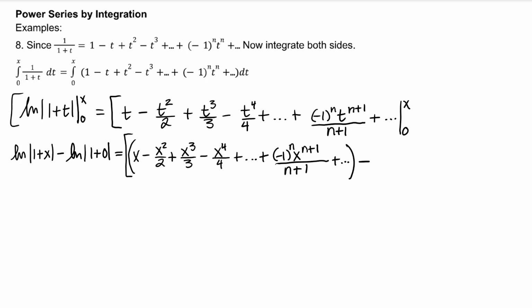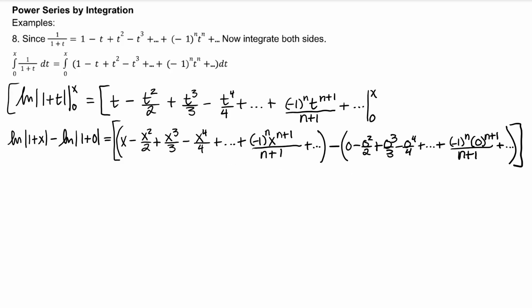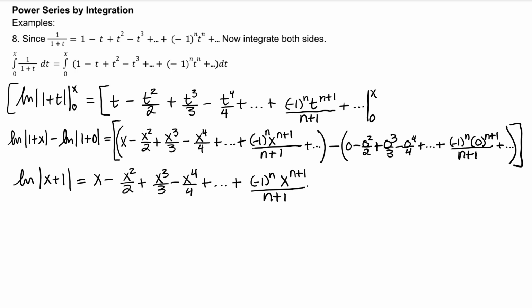Show the subtraction. Beautiful. Let's continue to simplify. By integrating 1 over 1 plus t, we have now found the power series for ln absolute value x plus 1.